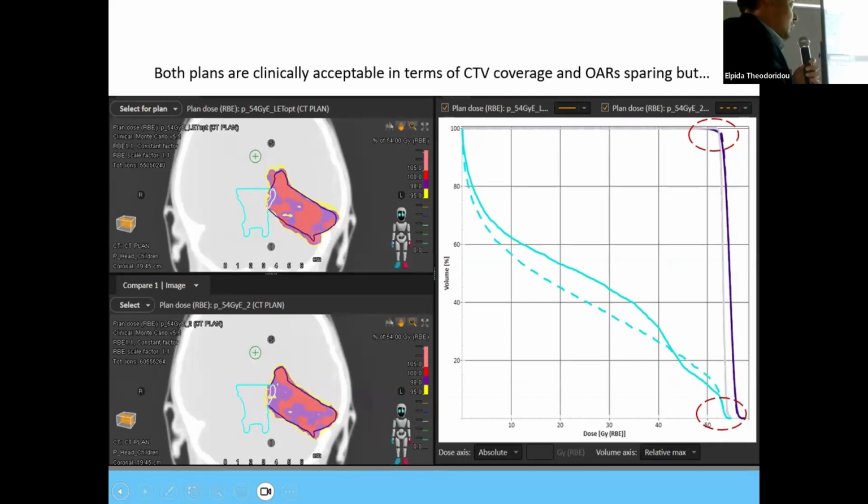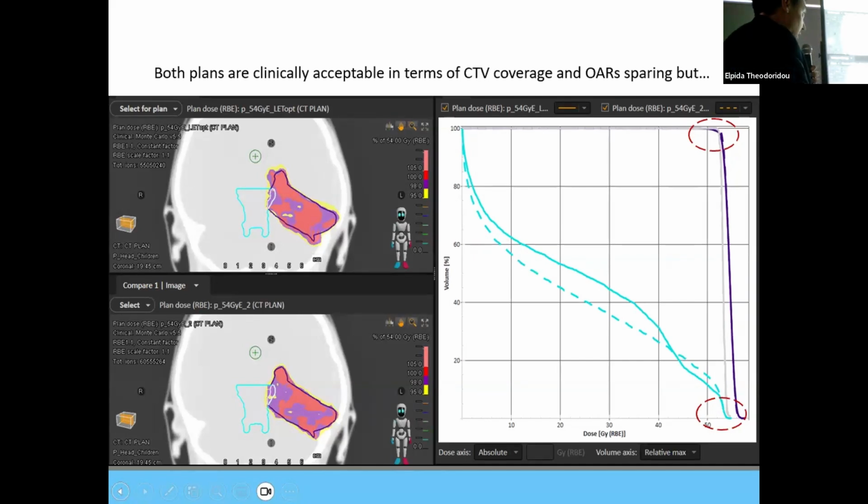So I'm trying to put lower LET in this zone. This is the standard plan. Both plans here show a similar, maybe the same, DVH for the CTV, and the gray color here is the superimposition between brainstem and CTV. And we have the same DVH at the high dose for the brainstem. So these two plans are both acceptable for clinicians.